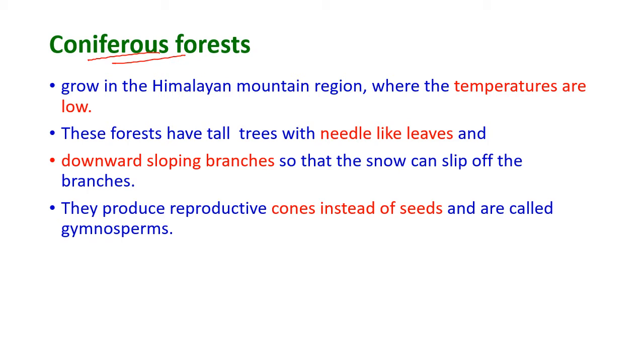Coniferous forests grow in the Himalayan mountain region where the temperatures are low. These forests have tall trees with needle-like leaves and downward sloping branches. The branches of the trees will be sloping downwards, so that when the snow forms on the branches or leaves, it can slip off easily from the branches, so that the plant can be protected from the effect of snow. And they produce reproductive cones instead of the seeds like other plants, and they are called gymnosperms.